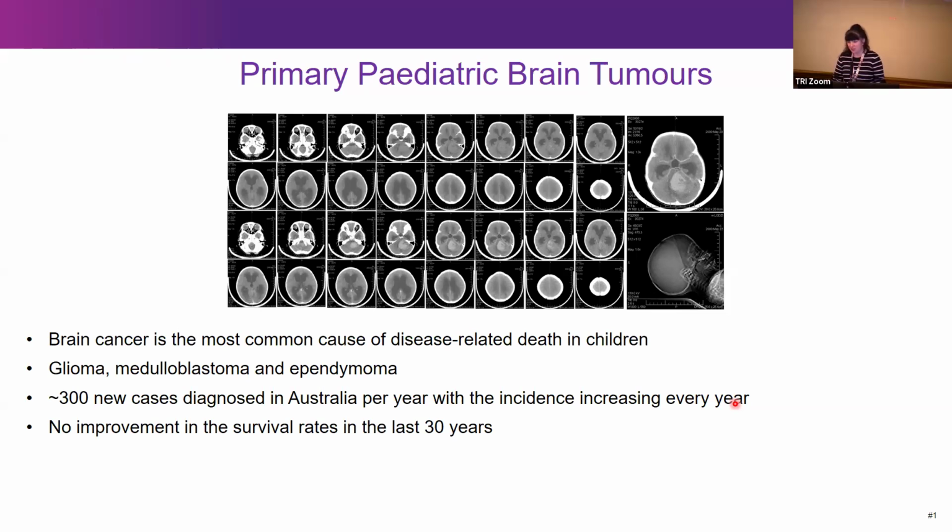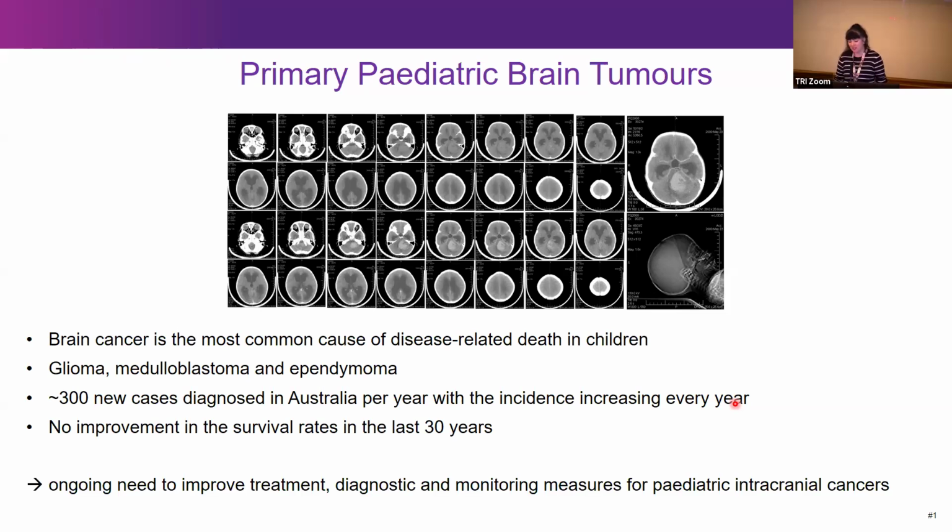And every year, just in Australia, we have 300 new cases, and the incidence has been increasing basically since ever. So it's very interesting that in the last 30 years, with all that we have achieved in science and technology, we still cannot improve survival rates. So there is an ongoing need to improve the treatment, and we are using various preclinical trials in our lab to address this, but we're also working on improving diagnostic and monitoring measures for these patients, like using liquid biopsy recently.